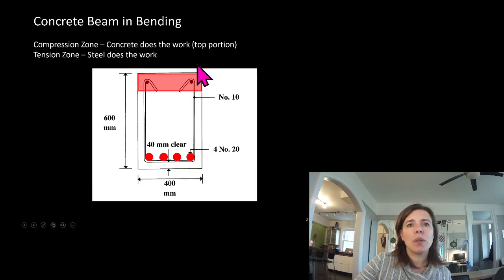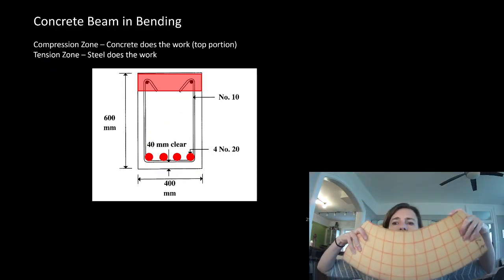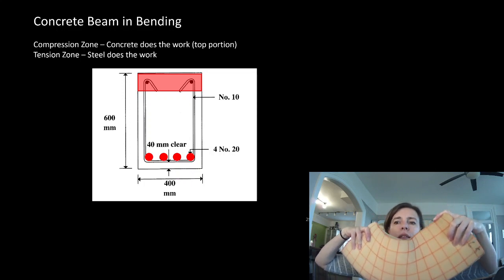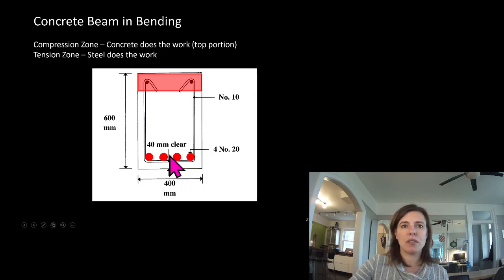The compression zone. The concrete does all the work in the top part, or the compression zone. We can add those pieces of steel in if we want. We don't that often. We might if we're really pressed. The steel does the work at the bottom, or the tension zone. So remember, if we're bending like this, the top is in compression and the bottom is in tension. Steel is good in tension, concrete is good in compression. So we're making use of the concrete at the top where it's in compression and the steel at the bottom where it's in tension. So the best of both materials.